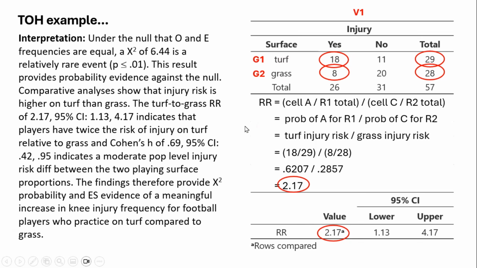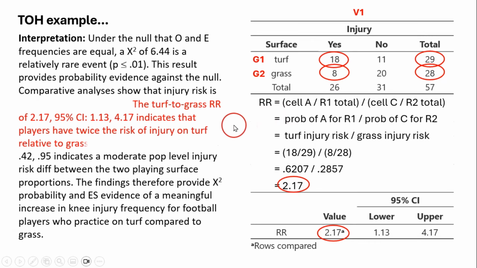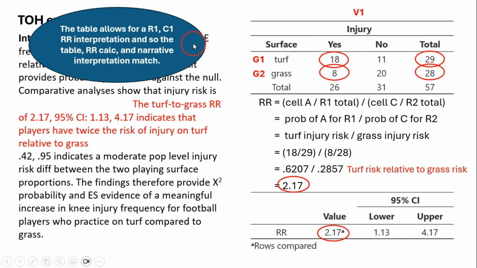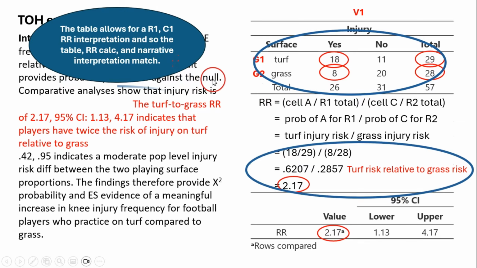And so what we end up with is a situation where the interpretation, the table, and the actual value, they all match each other. They're parallel in terms of writing and calculating. So in this case, the table allows for an R1C1 risk ratio interpretation. And so the table, the risk ratio calculation, and the interpretation, they all match each other.